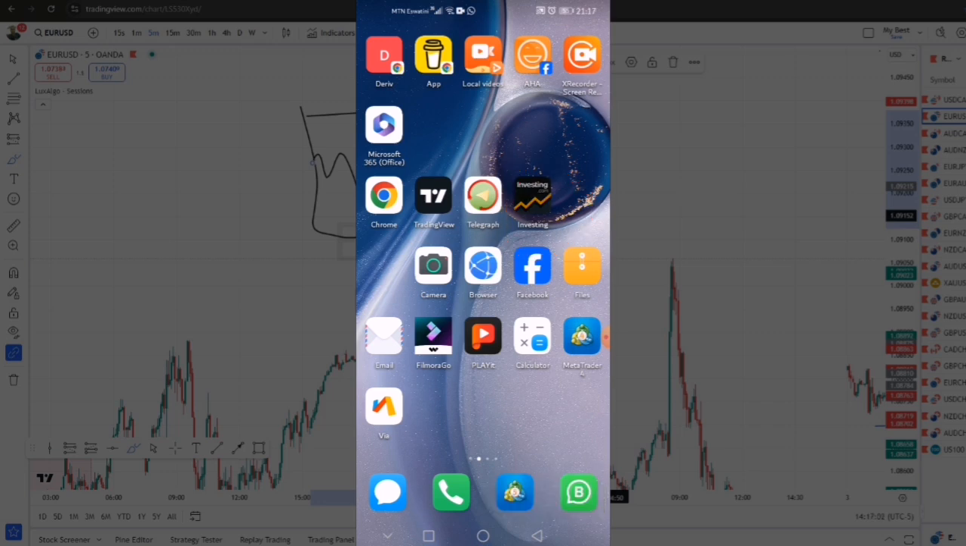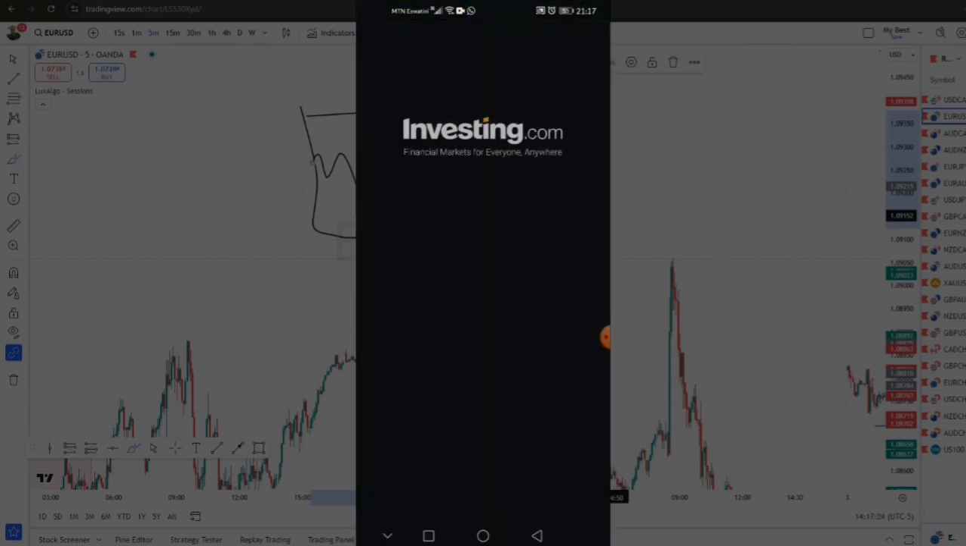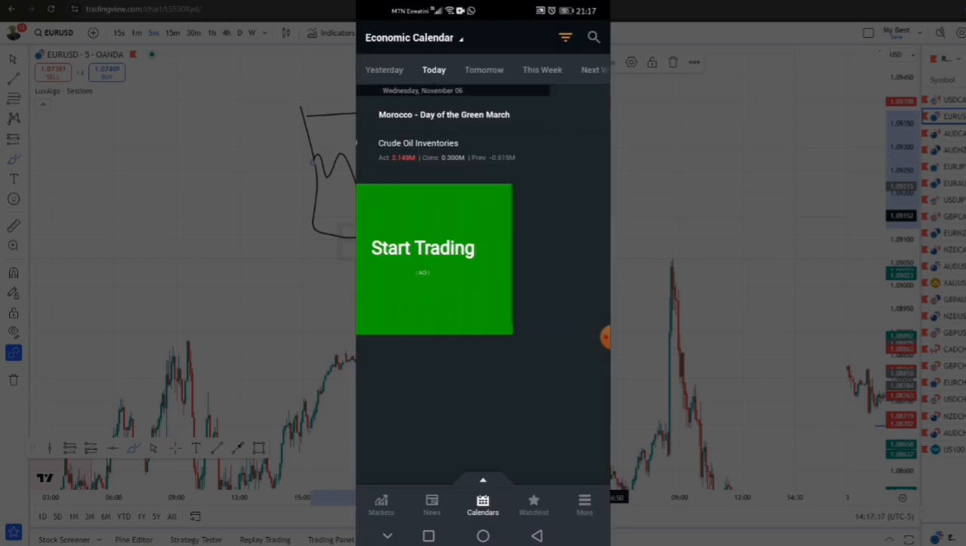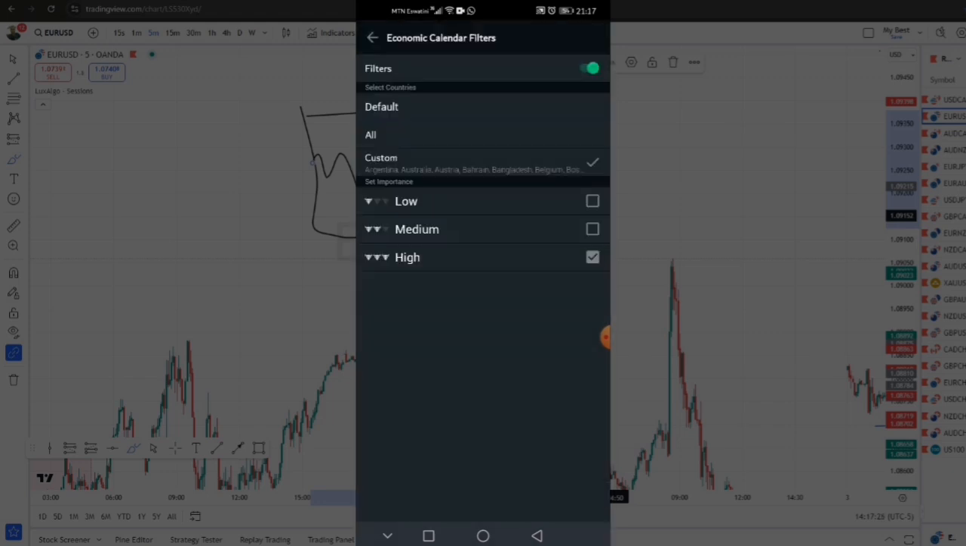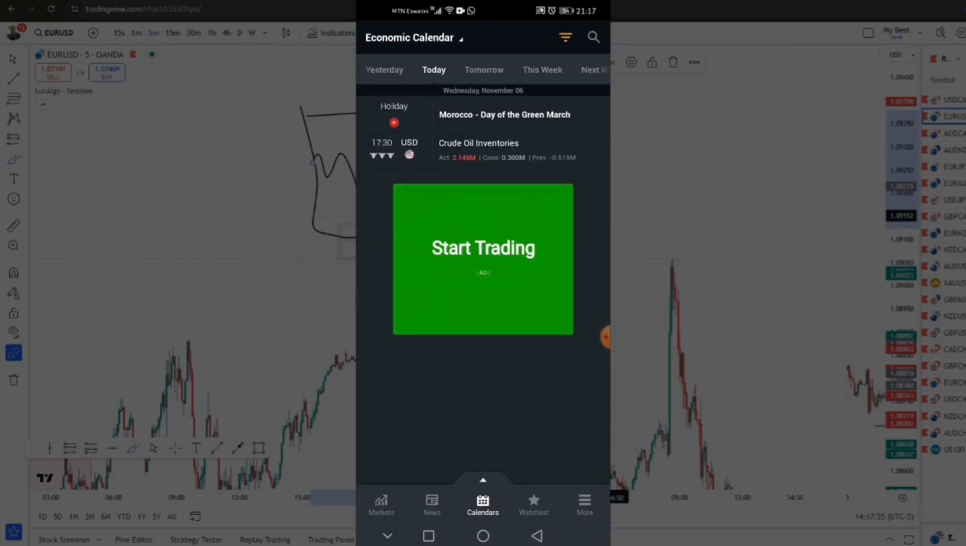So right on that app, what I do is open the app, and then this is today. If you are to use this app, make sure that you have logged in, and then you only select the major news events here. You only check the high impact news. There are days where you find that there are no news at all. You find that it's blank, there are no news, or there are holidays.